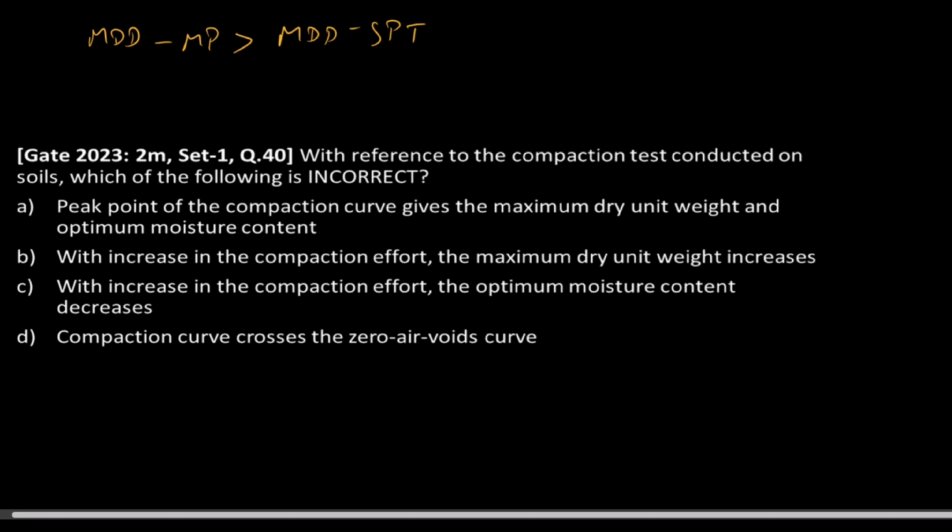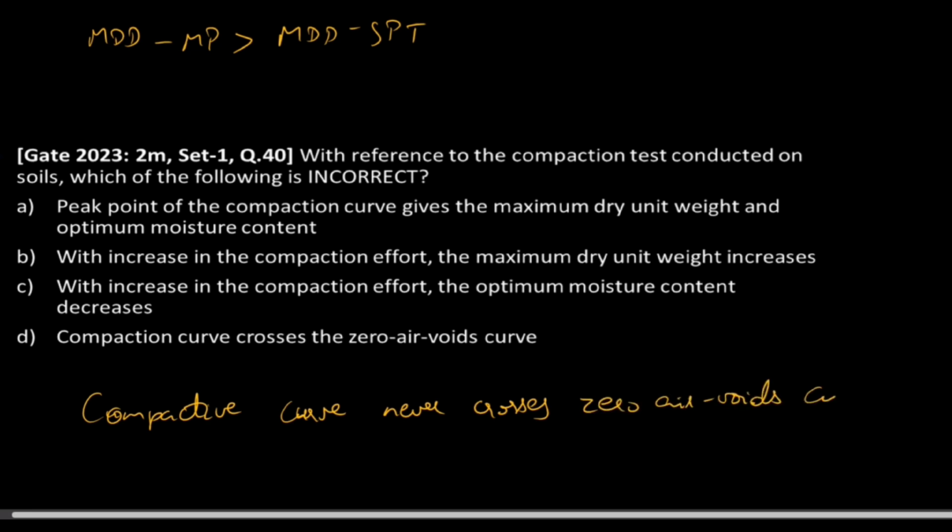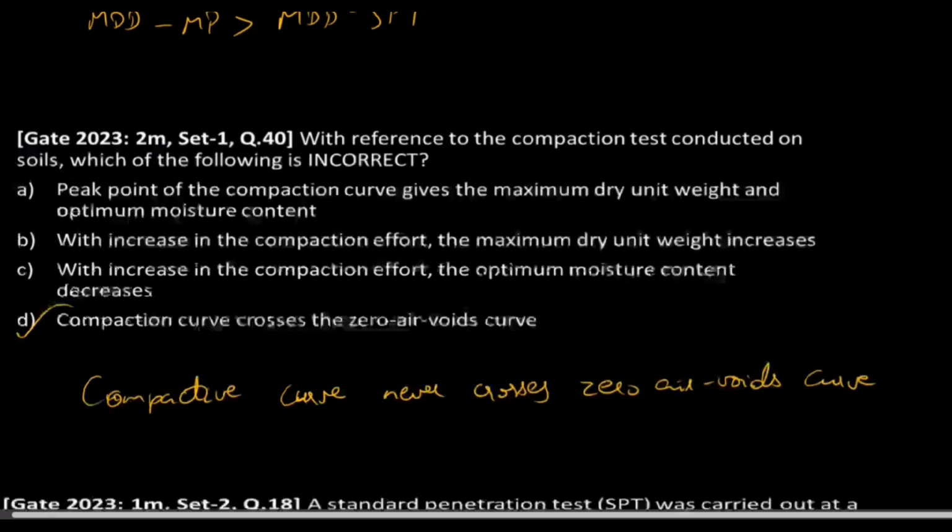If you see the next question, they've asked us to find out which of the following is incorrect. In these four options, if you see option D, they have given that the compaction curve crosses the zero air voids line, but the compaction curve never crosses the zero air voids curve. So option D is the incorrect one.